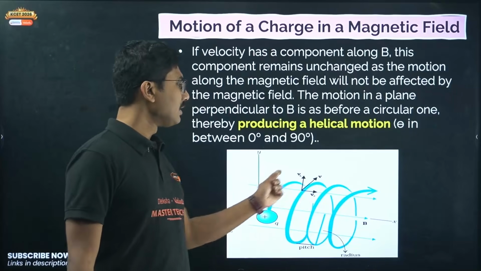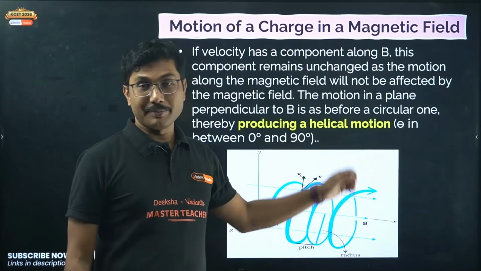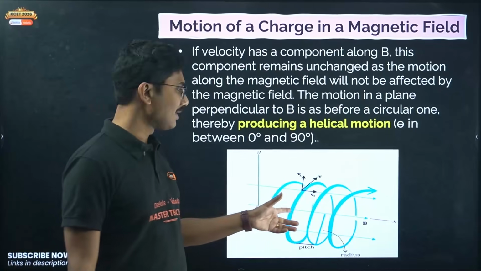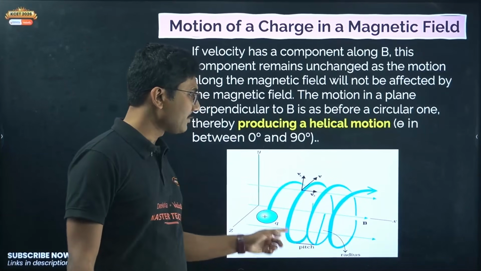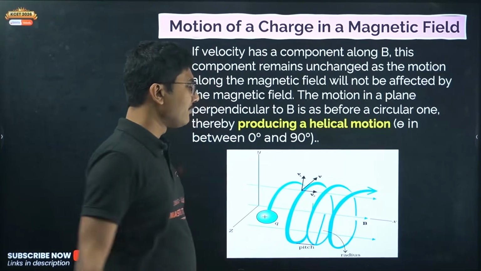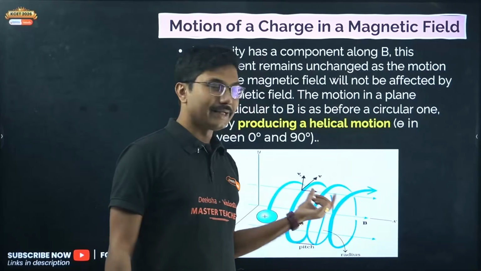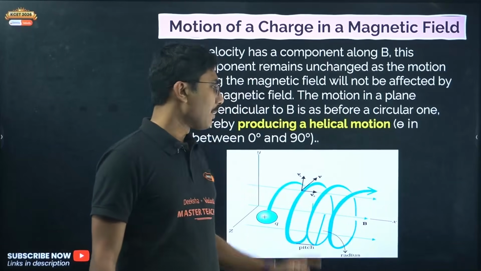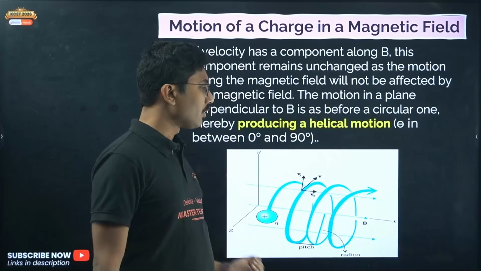So as if the charged particle is moving along the perimeter of a spring. Okay, this is like a spring, right? So the charged particle is moving along the perimeter of a spring. Here there is a parallel component along with B, so this does not experience any force. This will take the particle in this direction, but there is a perpendicular component which is trying to move it in a circular motion.